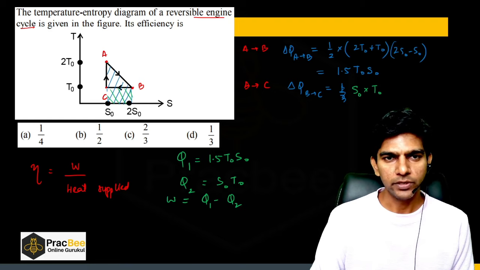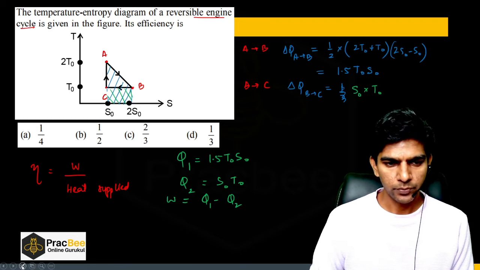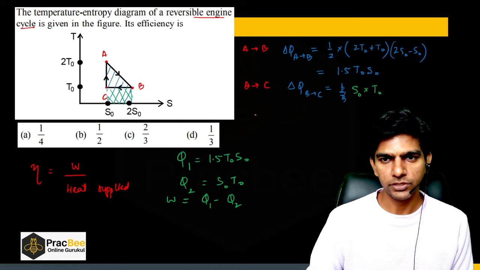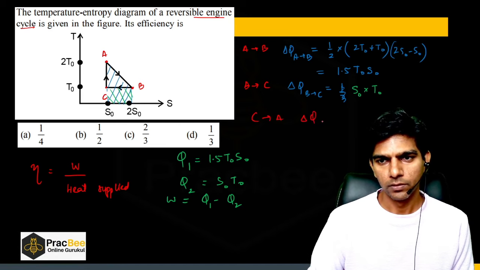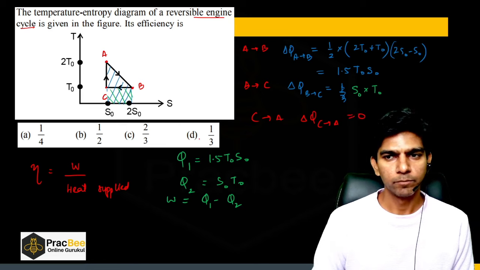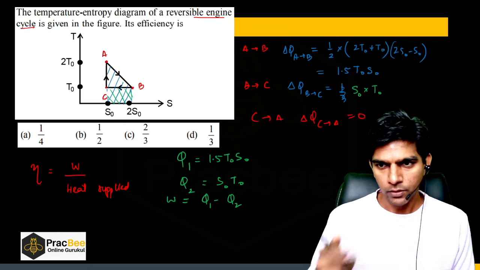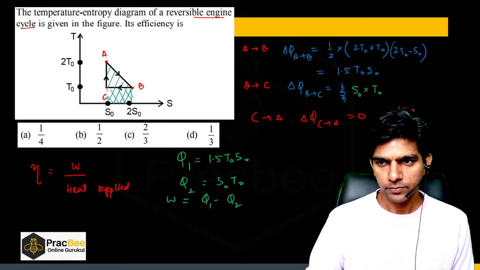Because if you look at the process CA, in process CA, the area under the graph will be 0. C to A, it is 0, right? Area under the graph is 0, because here dS is 0.